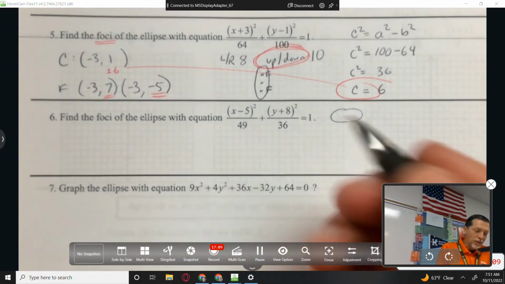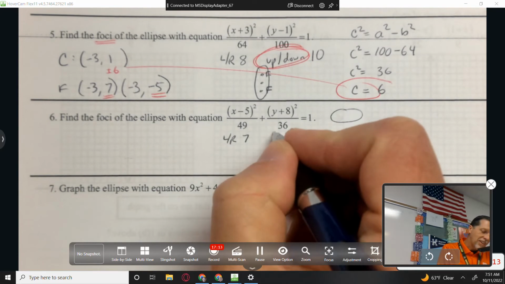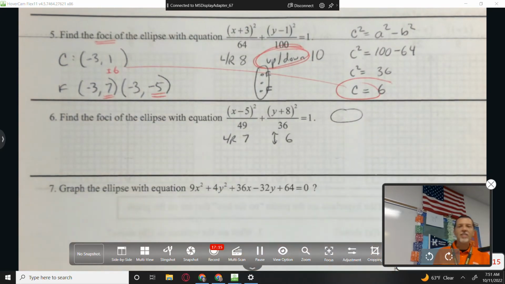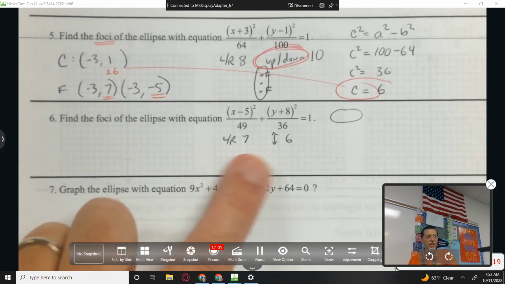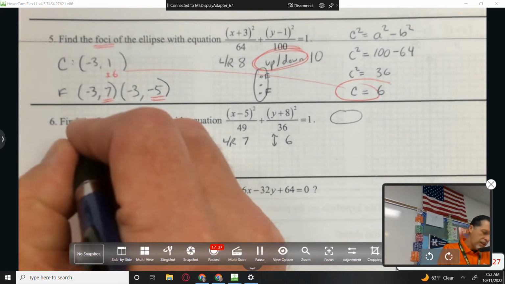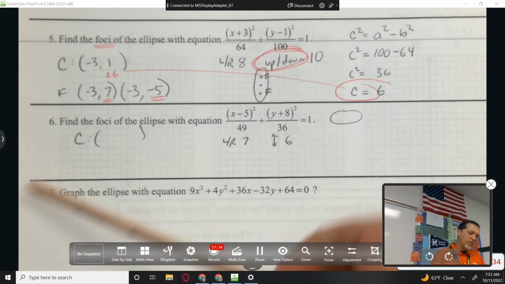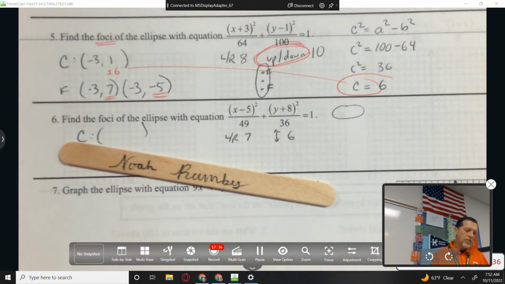That's right. 49 is bigger than 36. So, yeah, we go left and right 7 and up and down 6. And I don't know why I use L and R and then an arrow for up and down. I don't know why I use arrows for both or letters for both. But yeah, it's left and right. The center, again, it doesn't ask me for the center, but the foci are based on the center. So, Noah, what's the center of that ellipse?